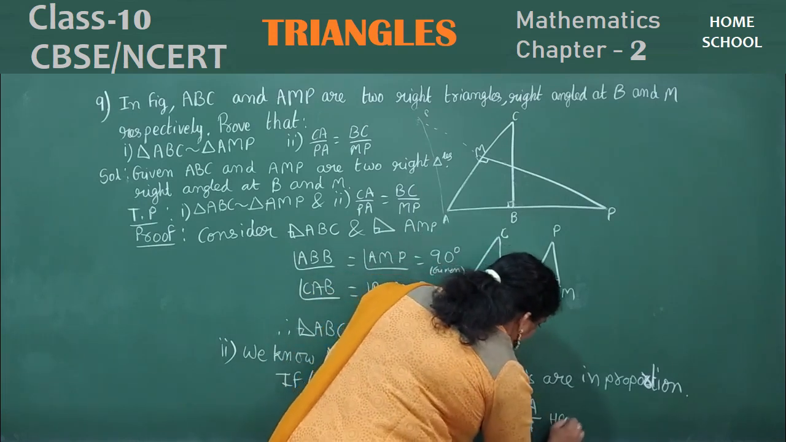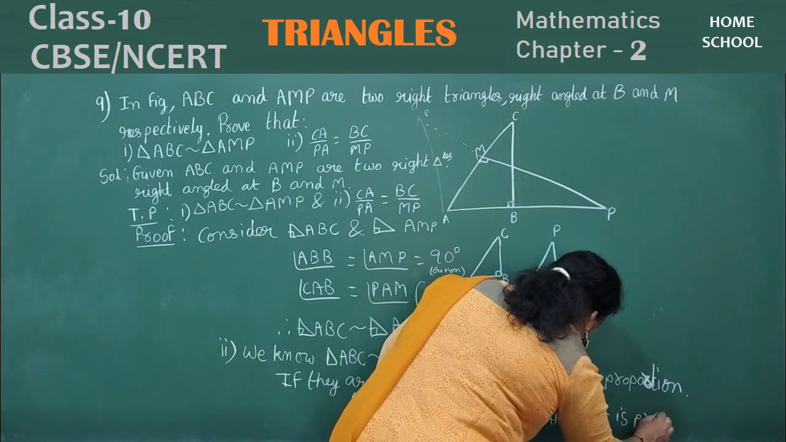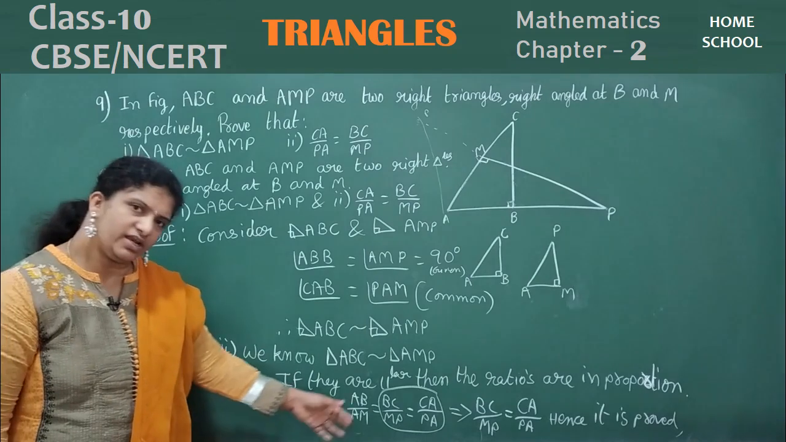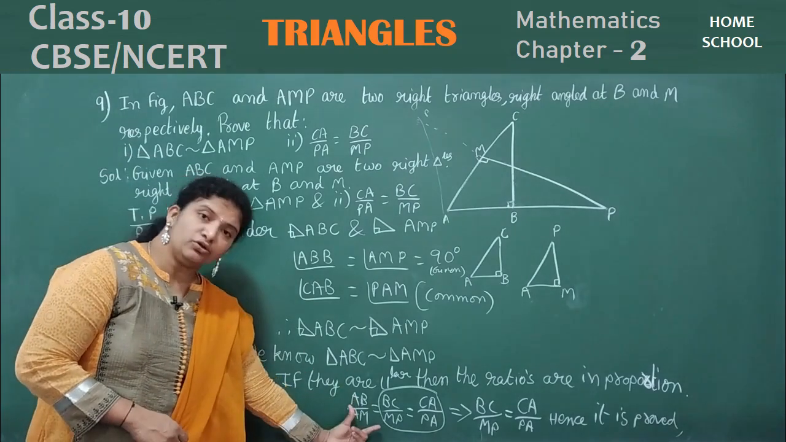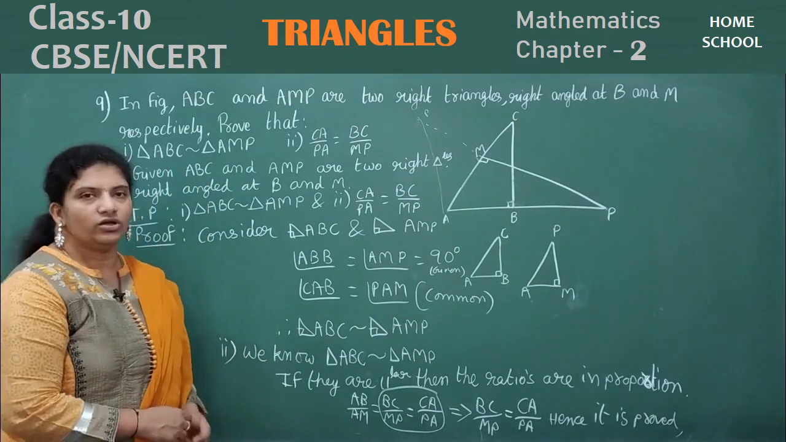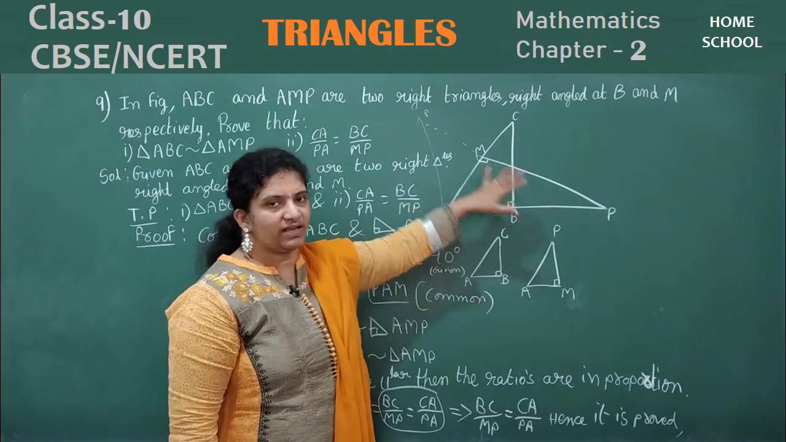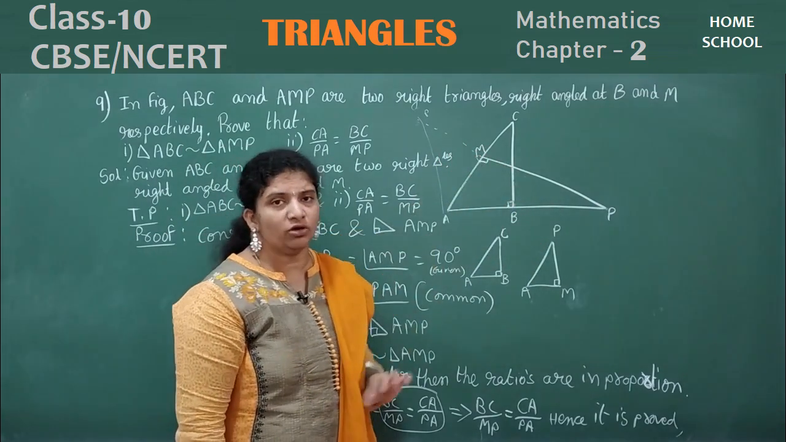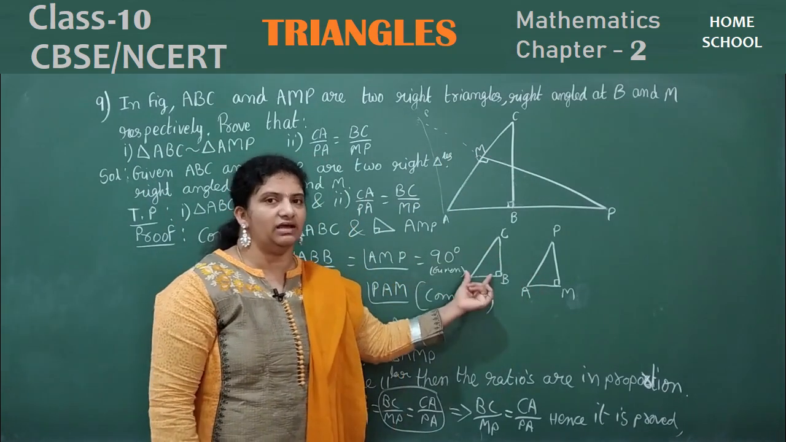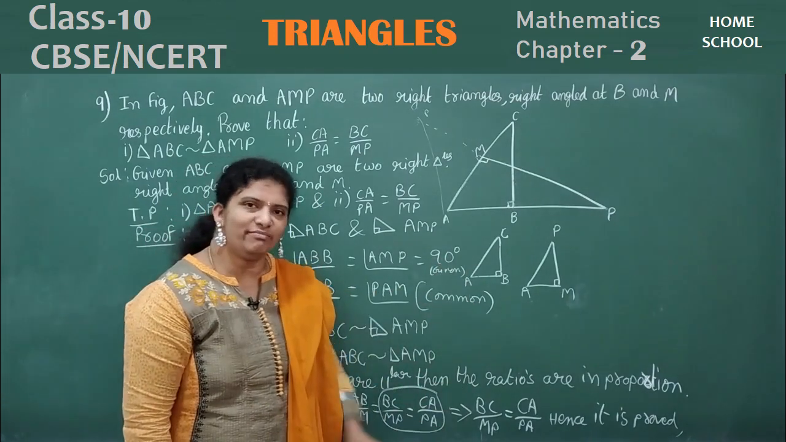So, finally, hence it is proved. That's it. So, if three ratios are asked, you write three ratios, or if any other two ratios are asked, write only those two ratios and say hence it is proved. So, quickly let's have a recap here. They have given two right triangles, where we know the right angle and one common angle. By comparing these two triangles, I can say that the two triangles are similar. If they are similar, according to the second proof, the ratios are in proportion.